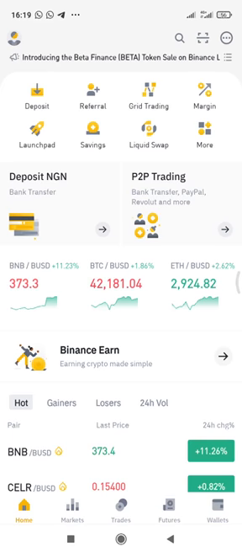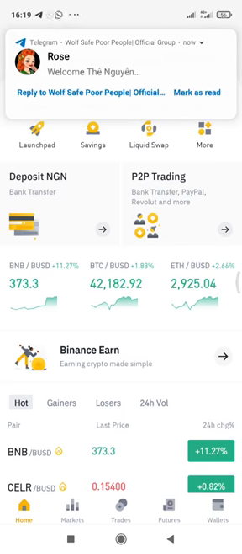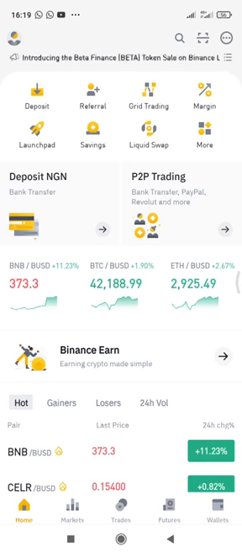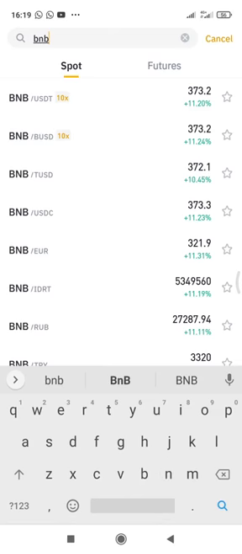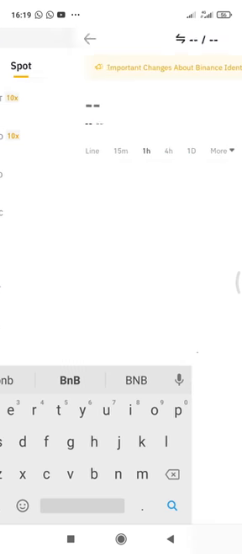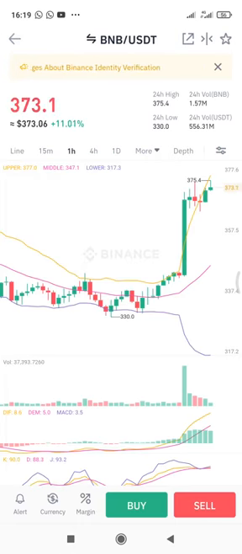Alright, so let's assume we are trading BNB, Binance coin. All you need to do is search for the pair you are holding, BNB paired with USDT. We have pairs with BUSD and others. What this means is you will choose the one you have the capital in. My capital is in USDT, it's not in BUSD, so I'm selecting BNB paired against USDT. So this is the chart interface.